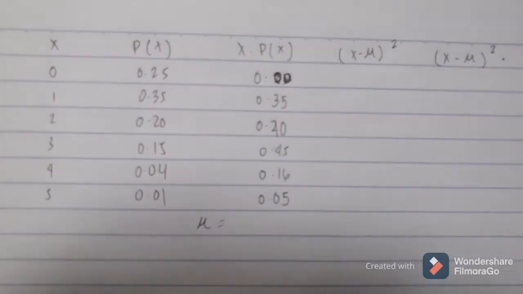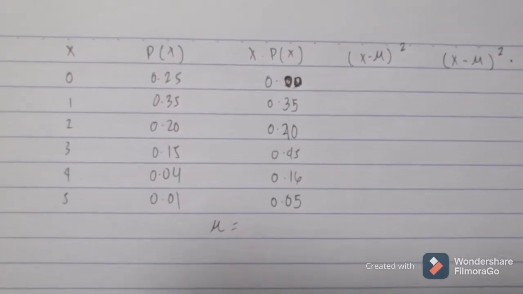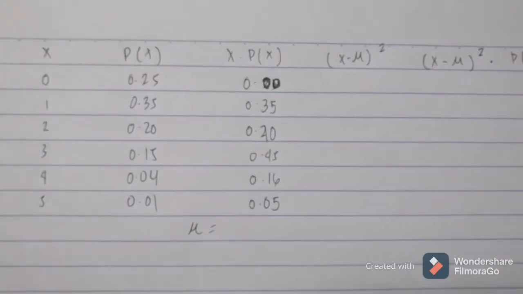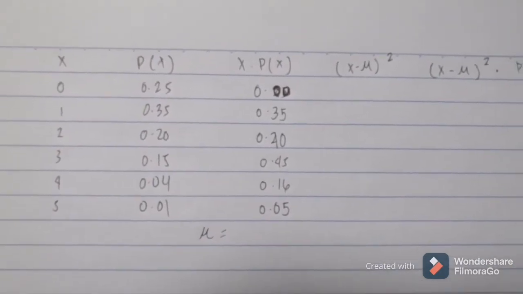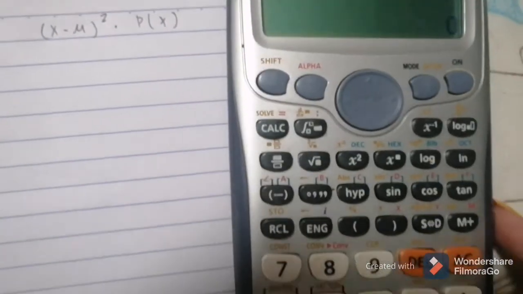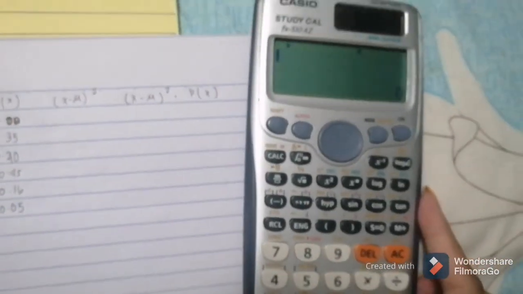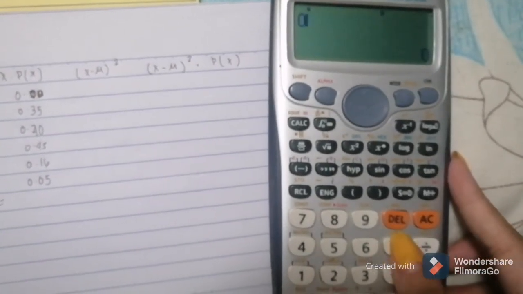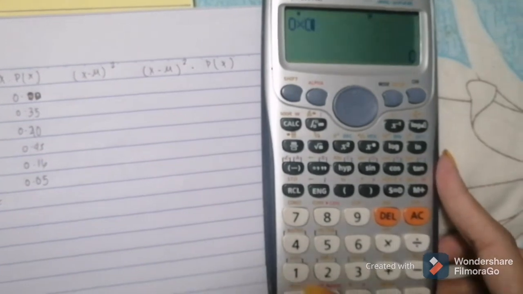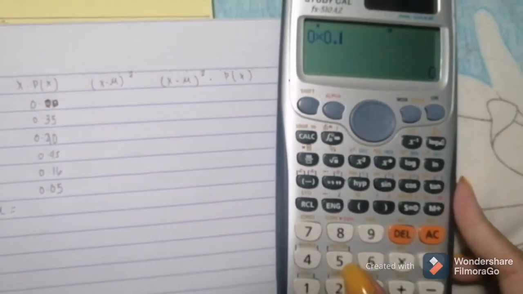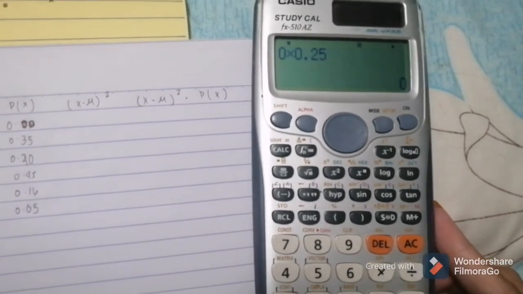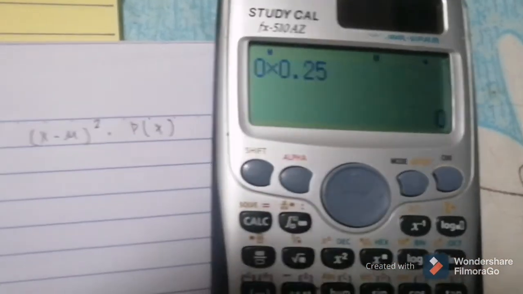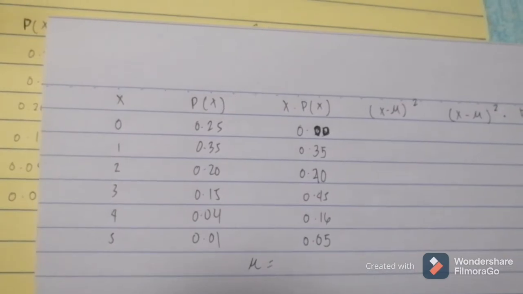So, ganito siya sa calculator. So, 0 times 0.25. So, 0 yung lumabas. So, yun yung ilalagay natin dito.